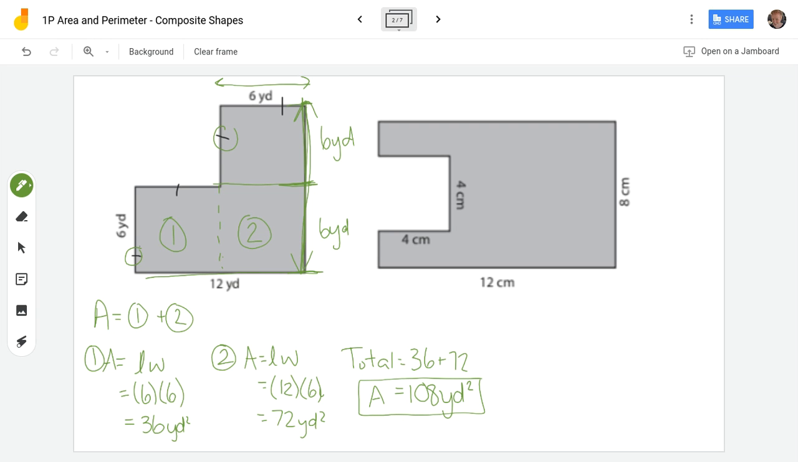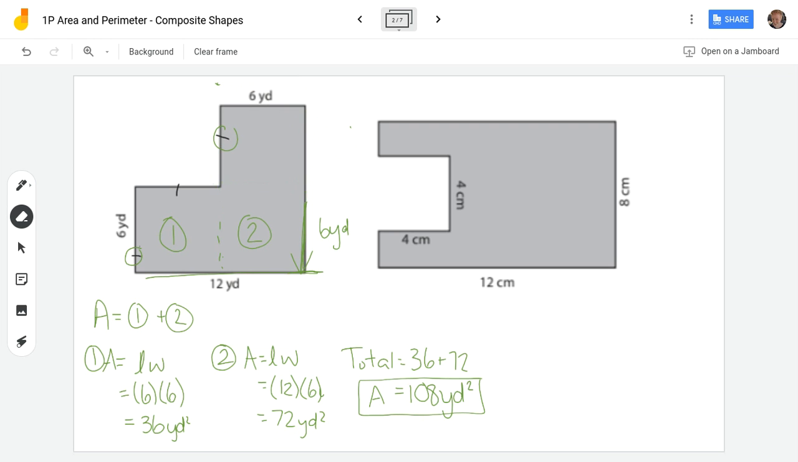You don't have to do the pieces separately. If you want to do this piece and this piece together, you're welcome to do that. You would just put the pieces together into one equation rather than having them separately, and that's okay.